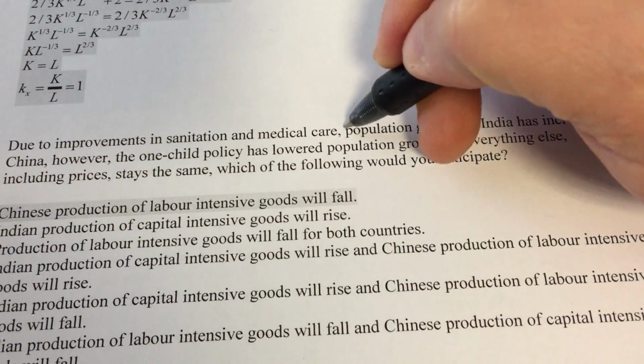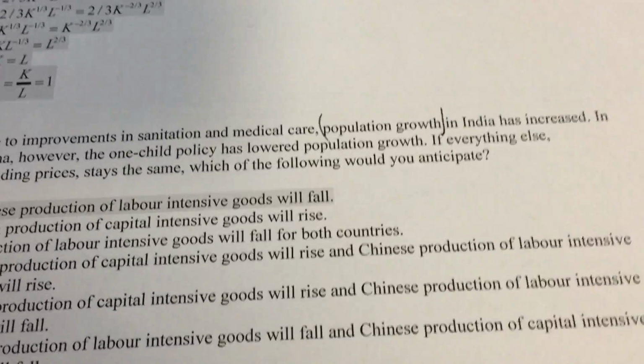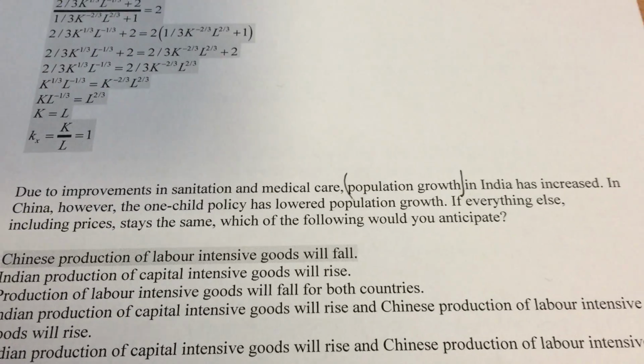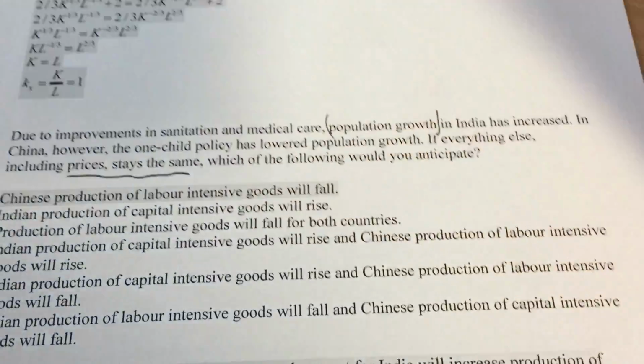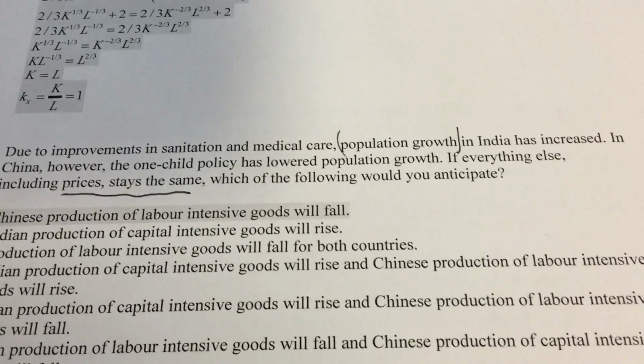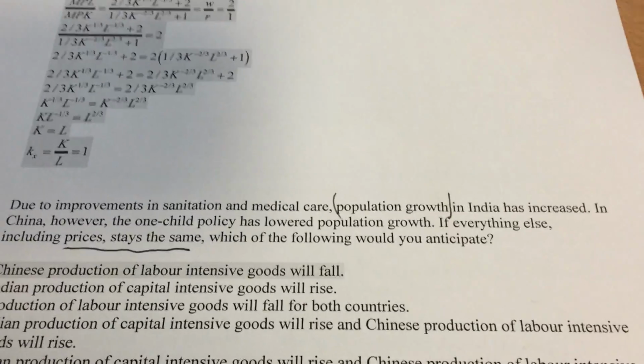So anytime you see something about a change in population, that should trigger the idea you're thinking Rybczynski theorem. And especially when we see "everything else, including prices, stays the same," that should definitely bring Rybczynski theorem into your head. So what do we got?